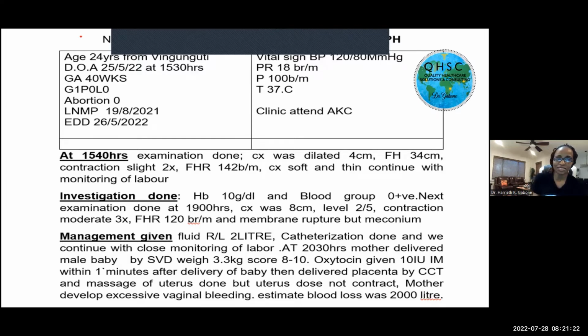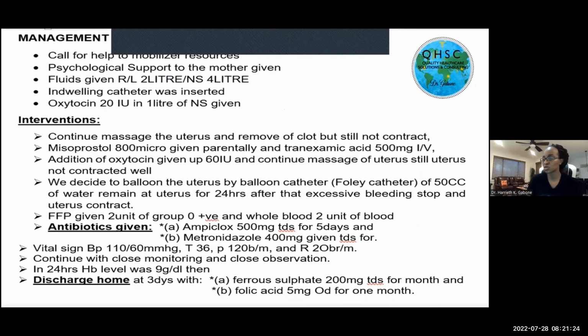And then the second part was that they called for help, which we discussed, about having the teams ready to go. So if you need the help, then everybody knows their role. So they mobilize the resources, and somebody was there psychologically supporting the mom. Of course, you know, anxiety is going to increase the bleeding. Anyway, fluid was given again, 2 liters of lactated Ringer's, and then 4 liters of normal saline. Indwelling catheter was inserted. Oxytocin 20 units in a liter was given. I'm assuming it was given bolus.